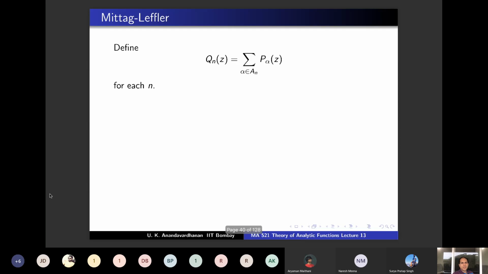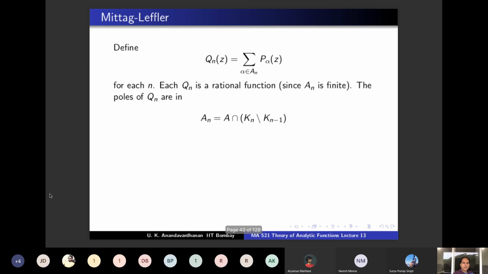So take these Qn's for each n. Each Qn is a rational function since An is finite, and the poles of Qn are precisely the points of An. An is A intersection Kn minus Kn minus 1 by definition. And this is for n bigger than or equal to 2 because I'm subtracting. A1 was just A intersection K1. There was nothing to subtract.